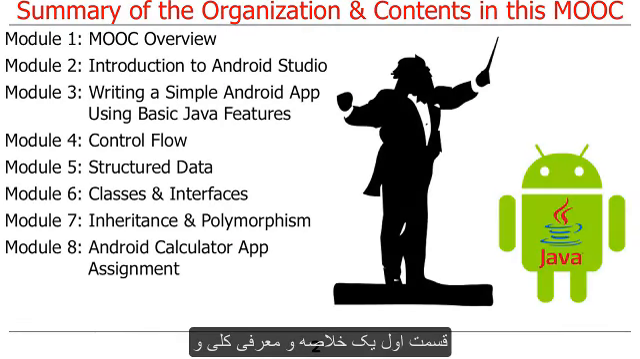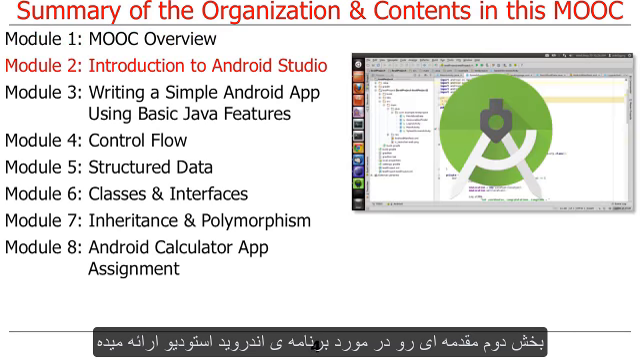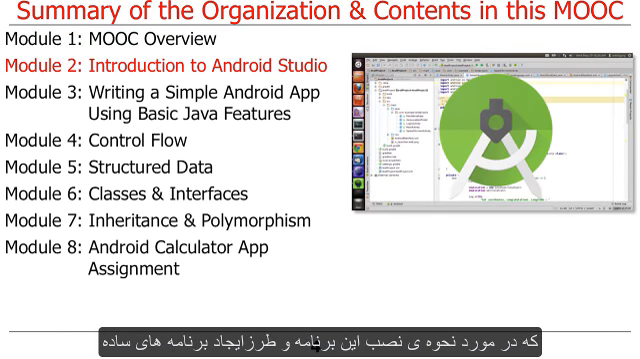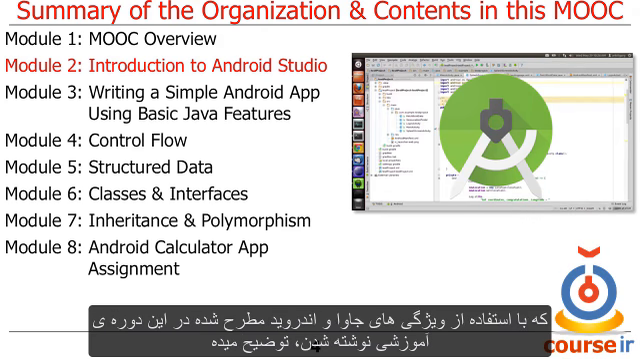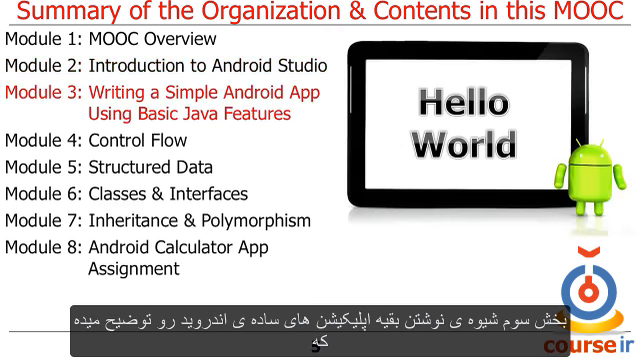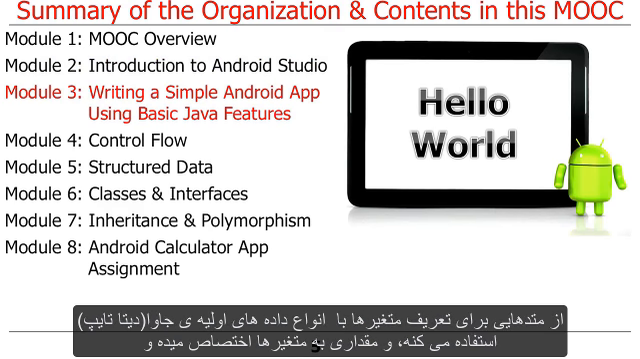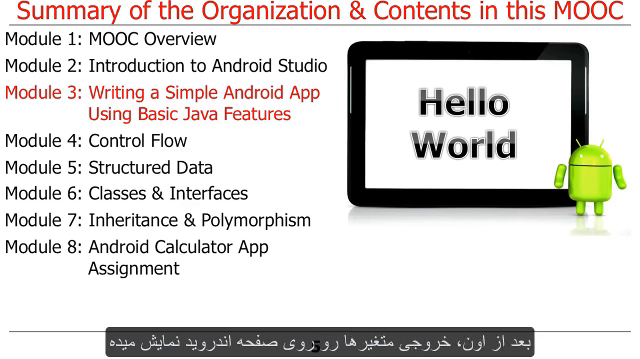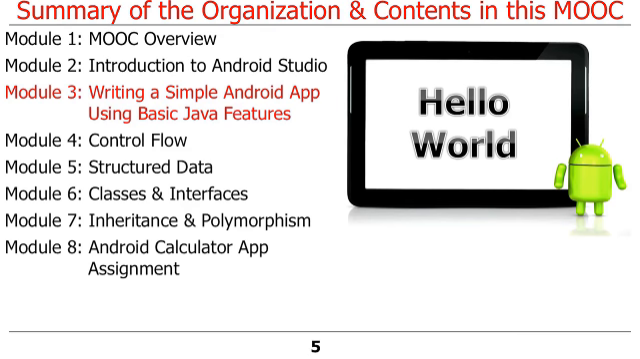We'll start this lesson by summarizing the contents of this MOOC that follow the overview material in this first module. The second module presents an introduction to Android Studio, explaining how to install it, as well as how to apply it to develop simple apps written using the basic Java and Android features covered in this MOOC. The third module shows how to write other simple Android apps that use methods to define variables using primitive Java data types, assign values to those variables, and then output the variables to the Android display.